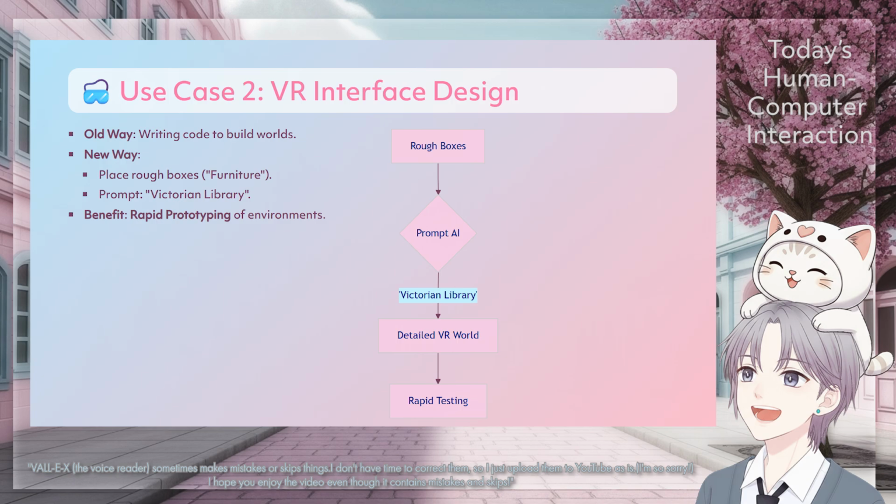Second, think about virtual reality interface design. Designers usually have to write code to build virtual worlds. But with this technology, the designer could just roughly place some boxes in a virtual space to represent furniture, and then tell the AI, make this look like a Victorian library. This allows for rapid prototyping of your environments. You can test how a room feels before spending months building detailed graphics.